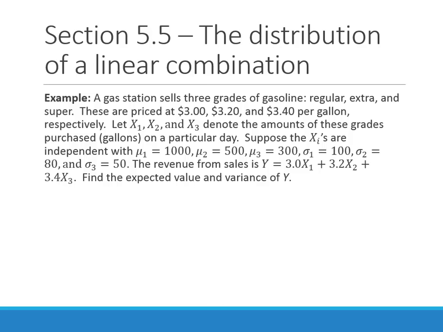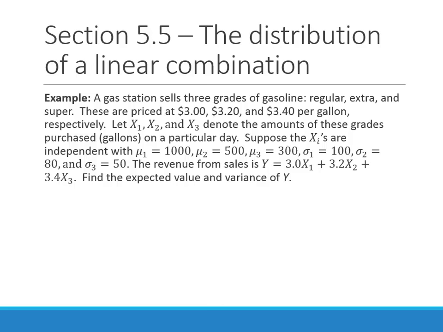And we're going to say that these things are independent, so the amount of each type of fuel that people purchase is independent of the others. The mean of the first type of gasoline is 1,000. The mean of the second type is 500. And the mean of the third type is 300. And then their standard deviations are there as well, 100, 80, and 50.